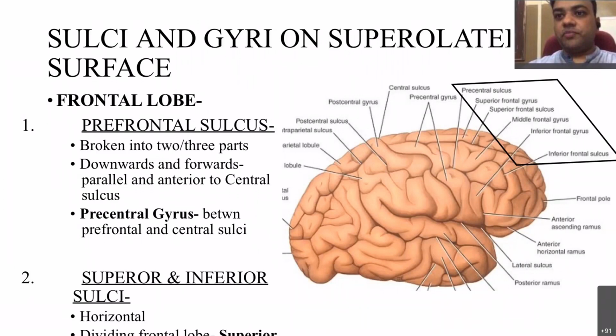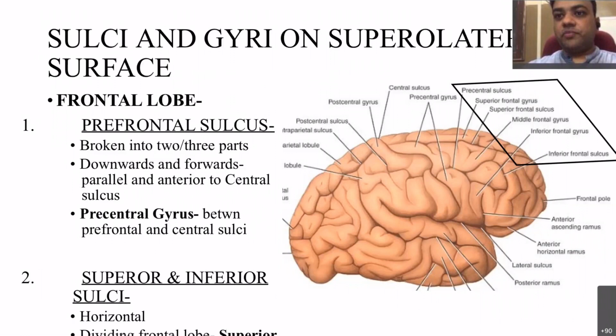So the precentral sulcus, you can see here the precentral gyrus between the precentral and the central sulcus. You can see the precentral sulcus going downward and forward, parallel to the central sulcus. Then there are superior and inferior sulci on the frontal lobe, which are horizontal and divide the frontal lobe into the superior, middle, and inferior frontal gyrus.